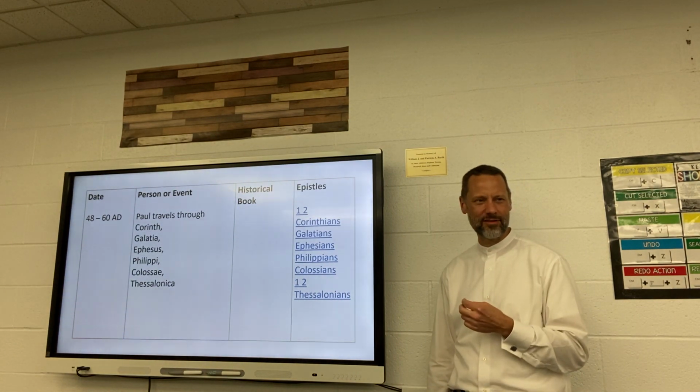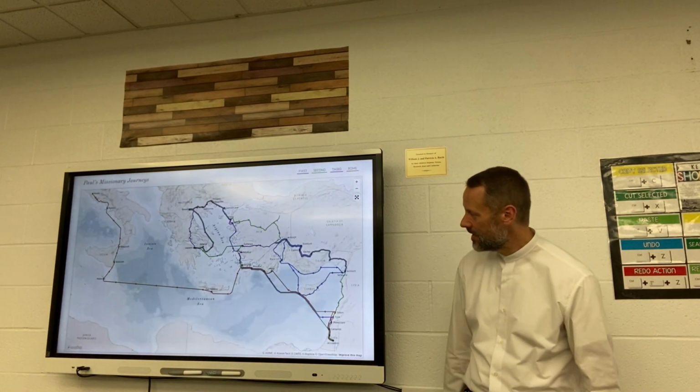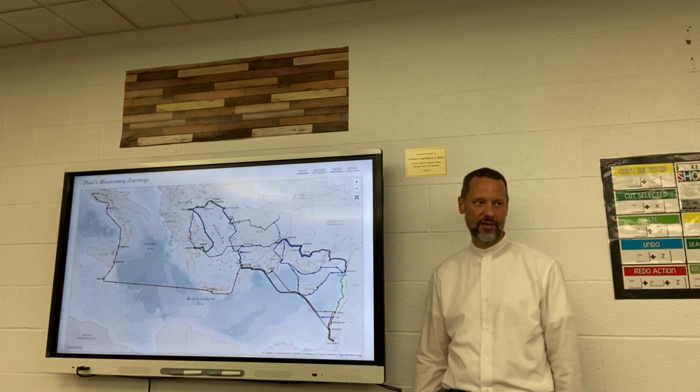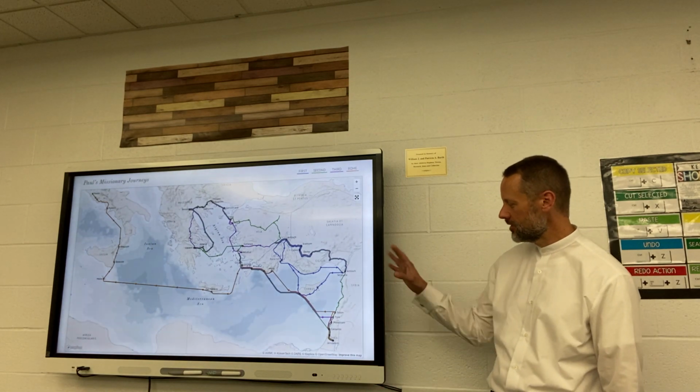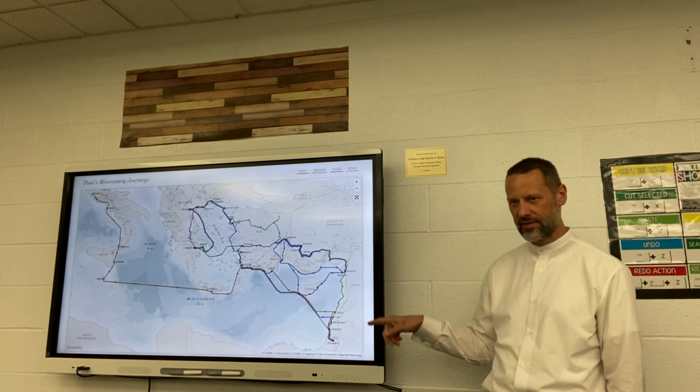Paul wrote another letter to people he hadn't met. One more letter, Romans. Okay, so here is a map of some of the different journeys Paul made. I was looking for different maps, and this is actually very detailed, but very hard to see from a distance.